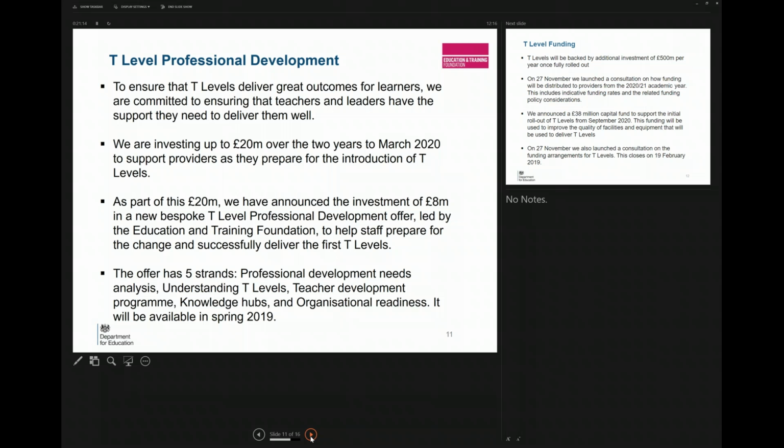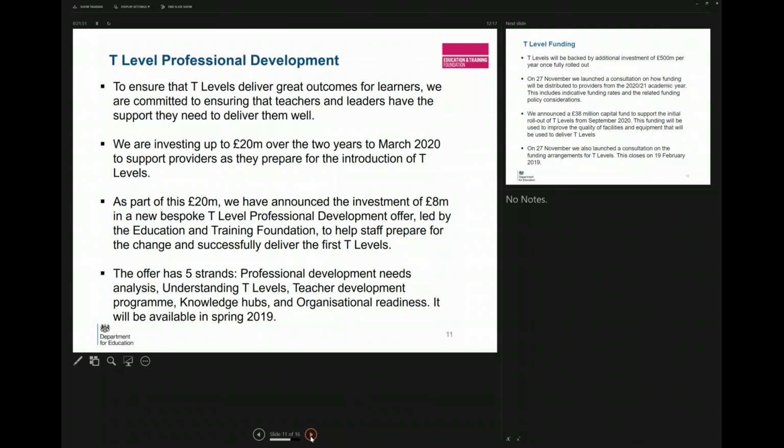We recognise, as well as all of our other implementation planning, that getting the support for teachers and leaders across the FE sector is really critical to make sure that T-levels get off to a good start. So we're investing £20 million over these 2 years to March 2020 to support providers as they prepare for the introduction of T-levels. In particular, we've announced an £8 million T-level professional development programme, which is being delivered by the Education and Training Foundation, to help staff prepare for the change and successfully deliver the first T-levels.